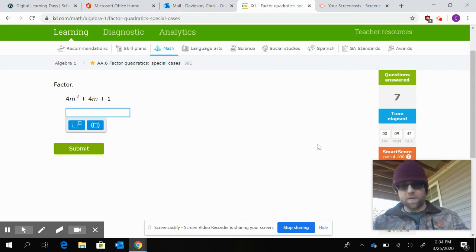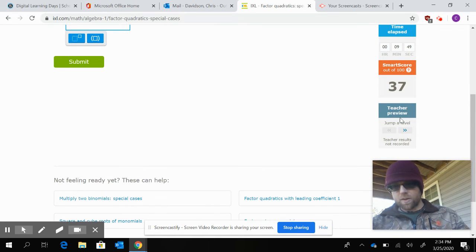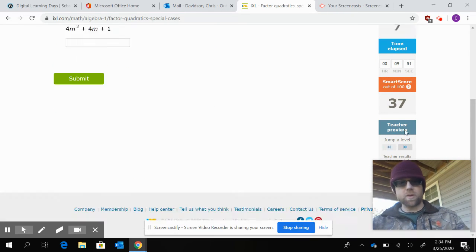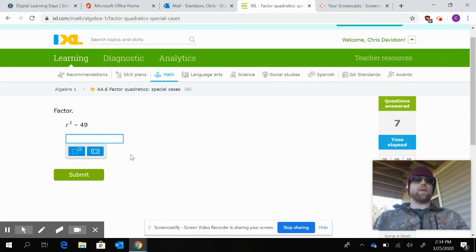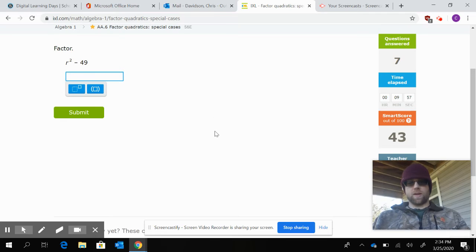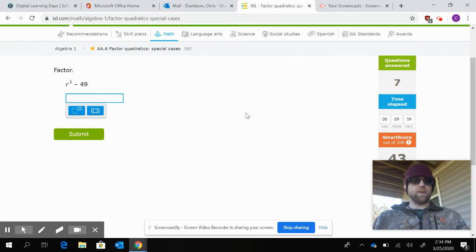And then look at this. I found this the other day. It says teacher preview jump in a level. Once y'all get y'all's grade up, it'll jump to the next hardest level. And look, you'll have a question like this once you get around the 43 range.